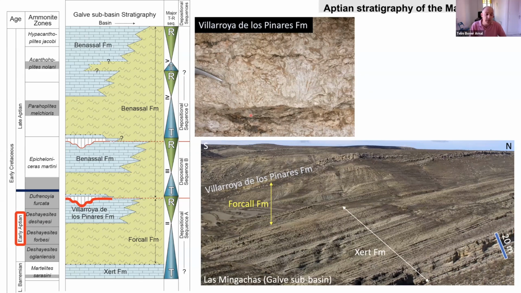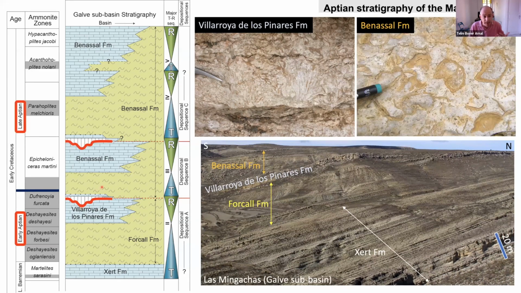During the late early Aptian, a major relative sea level fall exposed these platform carbonates of the Villarroya de los Pinares formation, and they were incised. My talk will focus today on the Villarroya de los Pinares formation. Above, there is an alternation between basinal marls and platform carbonates, also with rudists and corals, that belong to the late Aptian Benasal formation. During the late Aptian, these platform carbonates of the Benasal formation were also exposed and incised. However, I do not have time to show you the Benasal formation in this talk.